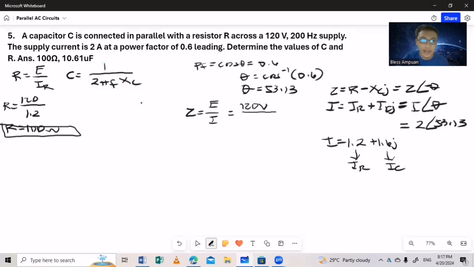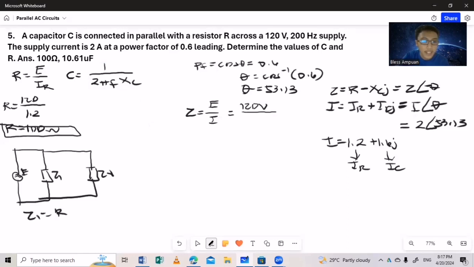Okay, so we know again that in the circuit, using the impedance Z sub 1, Z sub 2. Our Z sub 1 is equal to R, and our Z sub 2 is equal to X sub C, J. This should be negative as an indication that it is leading, or that it is a capacitive reactance.